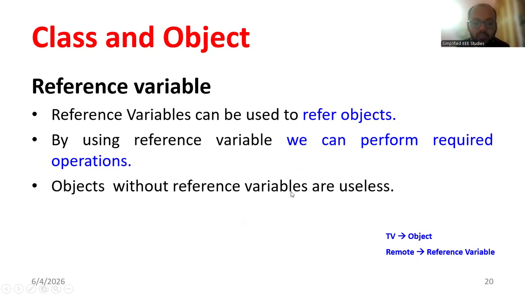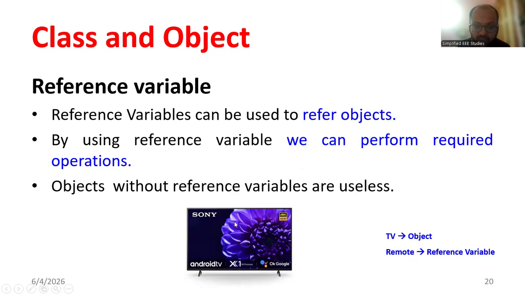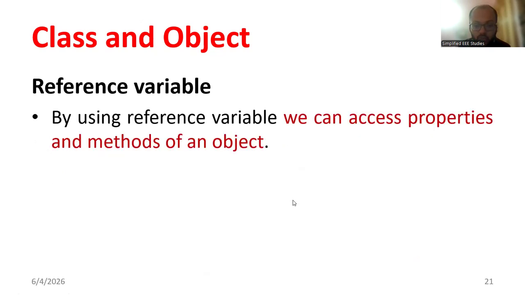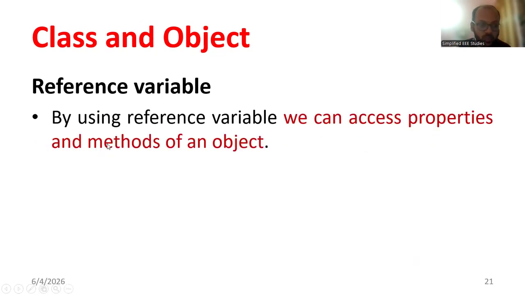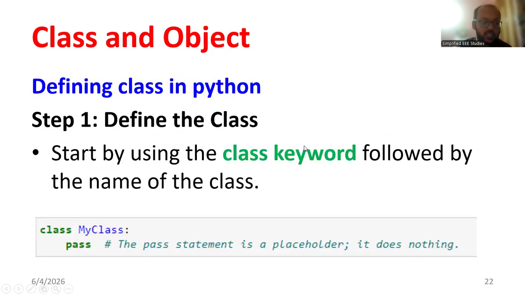Objects without a reference variable are useless. For example, take a TV. TV is an object, correct? Now, by using the remote, we are controlling the TV, correct? So that remote we call a reference variable. Without the remote, the TV is meaningless. We cannot control the TV. We cannot turn the TV on and off, correct? So that is called a reference variable. The object is the TV. The reference variable is the remote. So using the reference variable, we can access the properties and methods of the object.